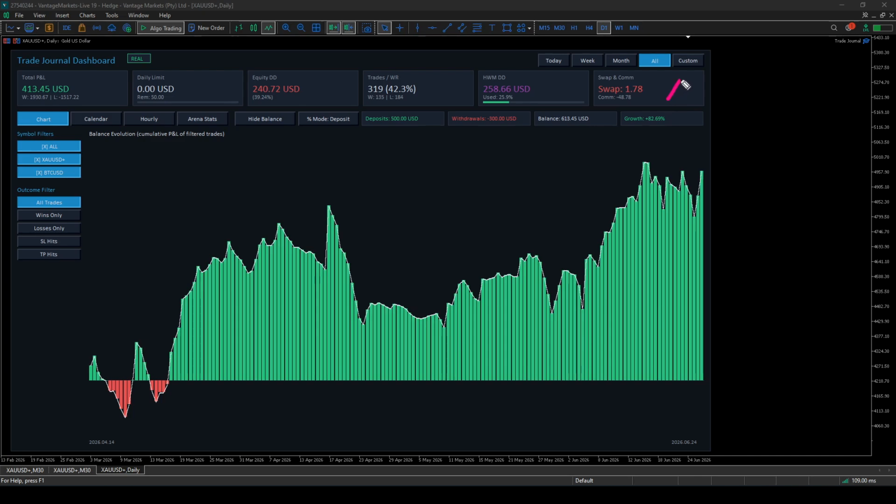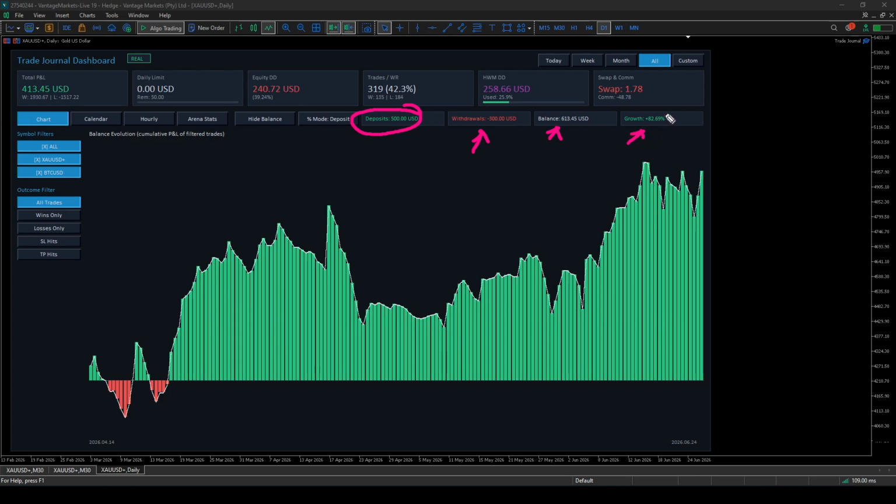Here you can see the custom date. You can also select the symbol. I just trade gold only, but by mistake I opened two trades on BTC. That's why it's showing. Okay, and also if I show you here, you can see I deposited $500, withdrew $300. Right now the balance is 613.45 cent USD.